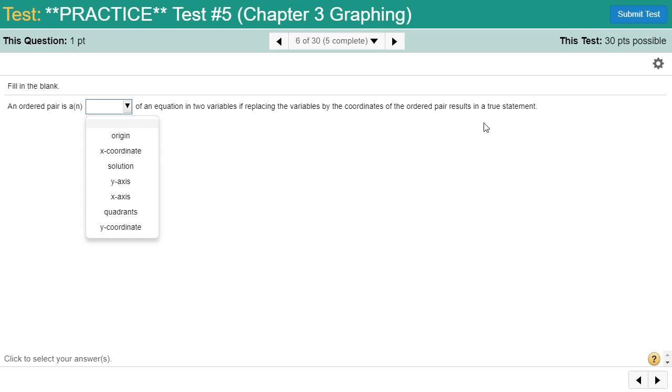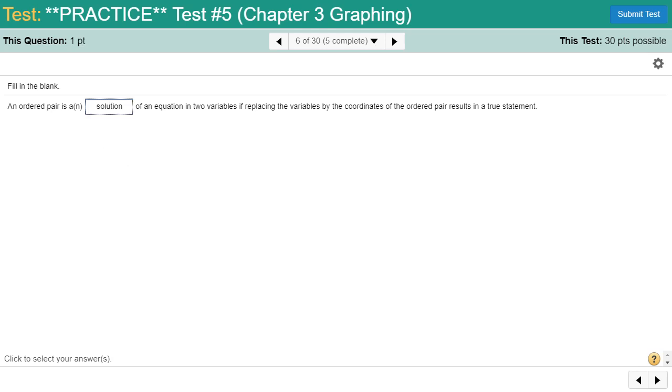Well, at this point in the practice test, we've already looked at what a lot of these options are, so we can go ahead and start eliminating right off the bat. An ordered pair is an origin of an equation in two variables? No, that doesn't sound right. An ordered pair is an x-coordinate of an equation in two variables? No. An ordered pair is a solution of an equation in two variables. Yeah, I think that's what we're talking about here, right?